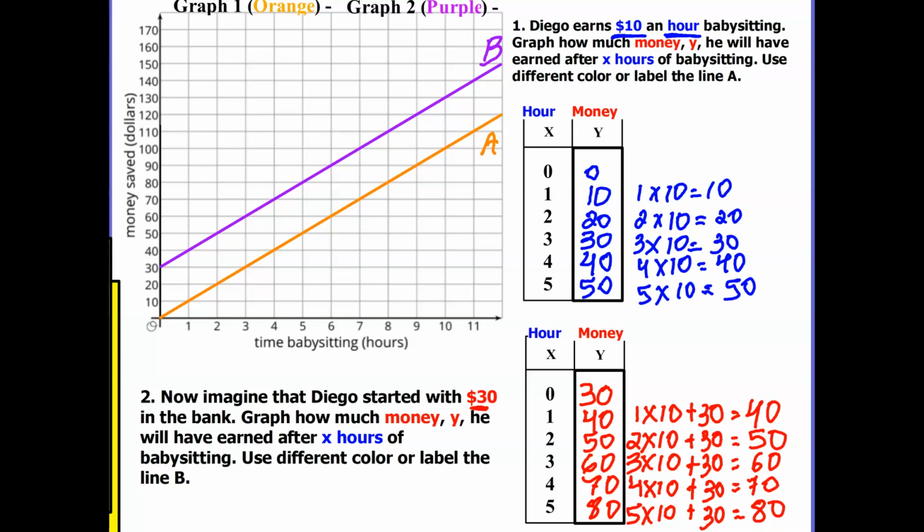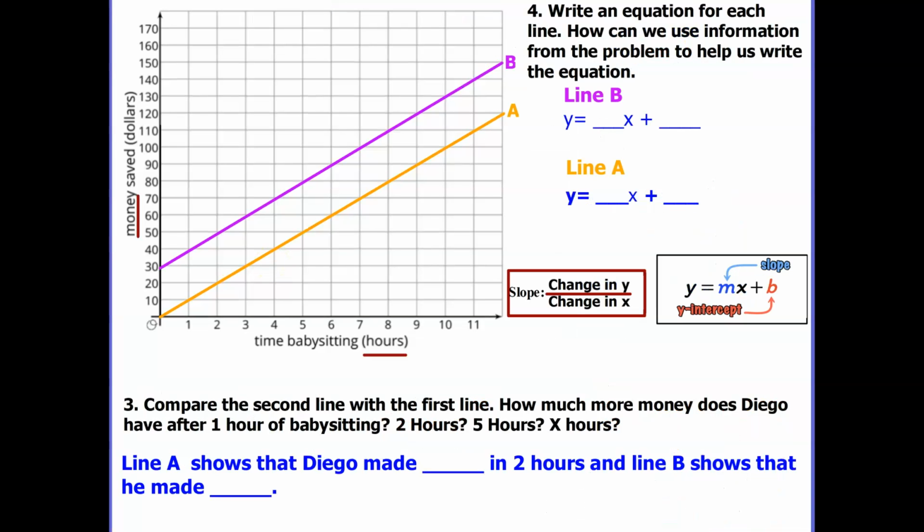So when we look at these two lines, we can see that one is higher than the other. We can see that for the same amount of hours, he has made different amounts of money. So we are going to calculate the slope and write the equations for both lines. So let's see. For line A, let's look at the slope.